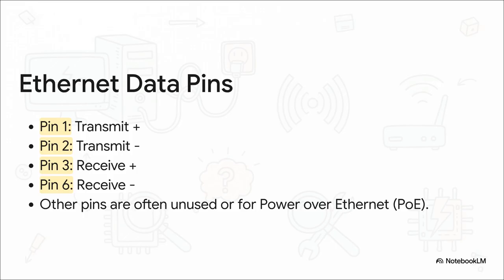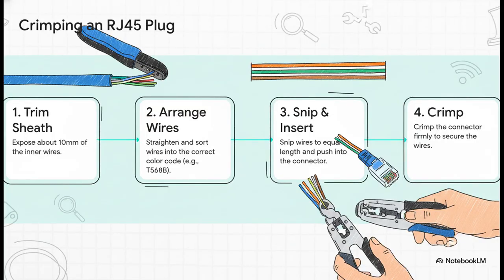Well, a lot of the time they're just unused, or they get used for cool stuff like power over Ethernet, which can send electricity through the cable to power a device like a security camera. So really, the most crucial part is just getting that color order right.